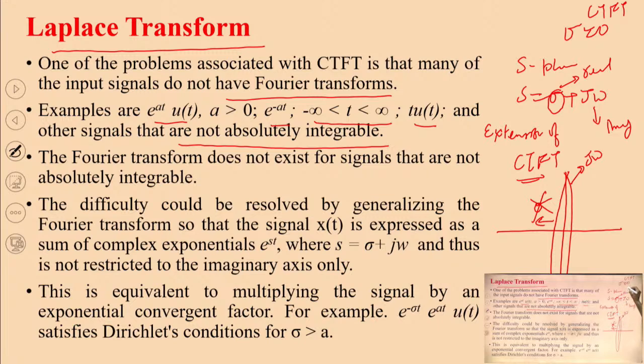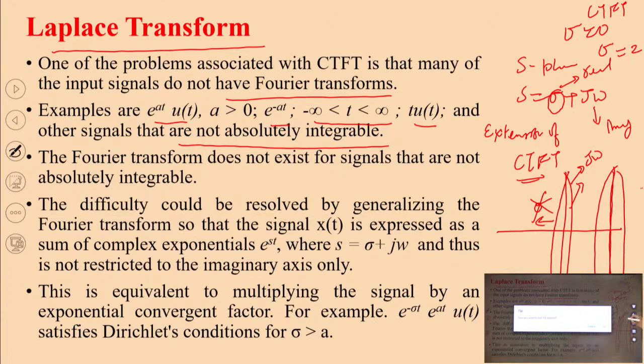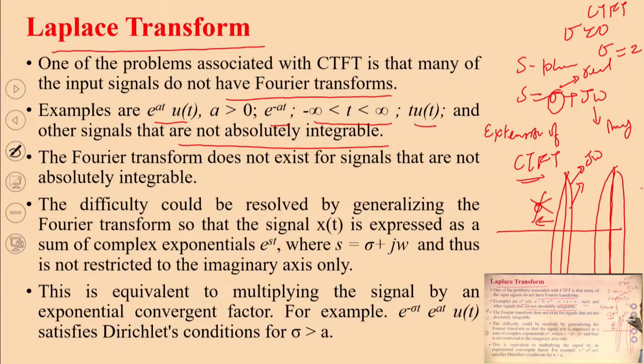Now, rather than 0, if we take some value of sigma, let us say sigma equals 2, it means we have a plane which is parallel to this j omega axis. This time a real part will be there, and due to that real part, maybe the signal which was not converging over here may converge over here.